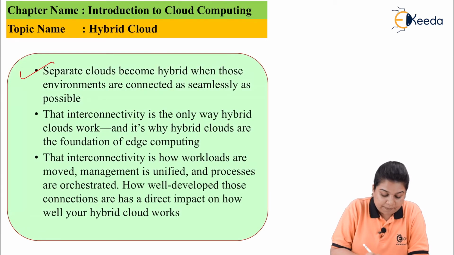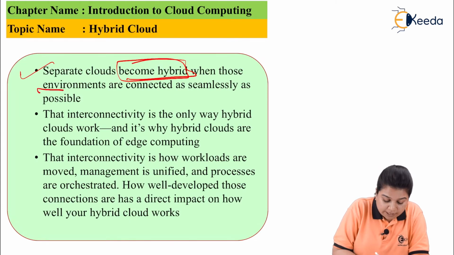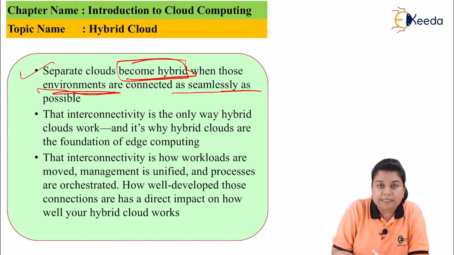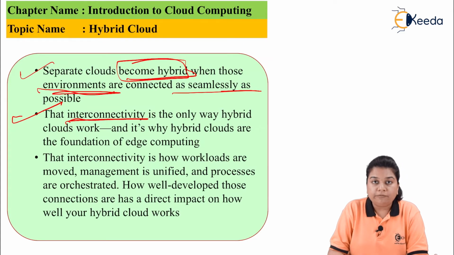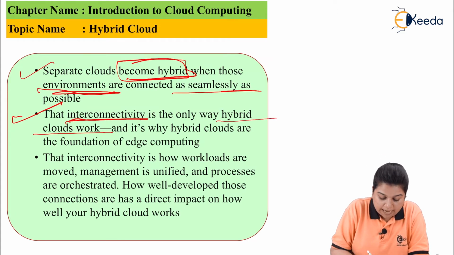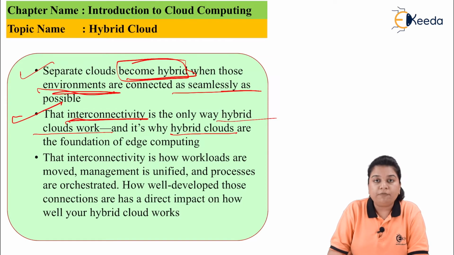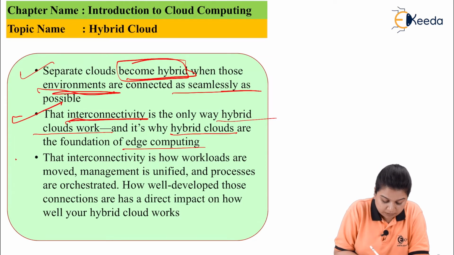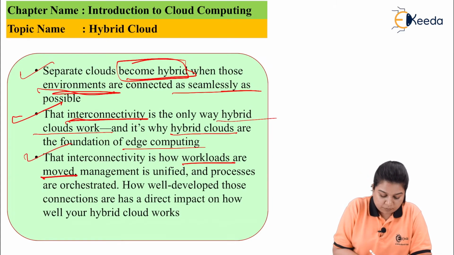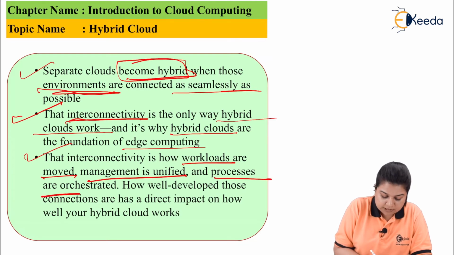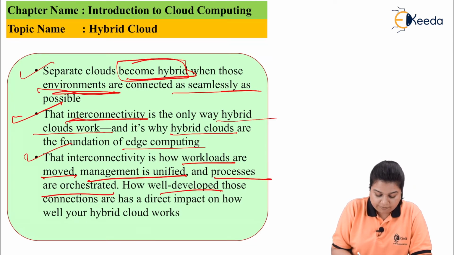Next point is separate clouds become hybrid when those environments are connected as seamlessly as possible. Next point is that interconnectivity is the only way hybrid clouds work, and it is why hybrid clouds are the foundation of edge computing. Next point is that interconnectivity is how workloads are moved, management is unified, and processes are orchestrated. How well developed those connections are has a direct impact on how well your hybrid cloud works.